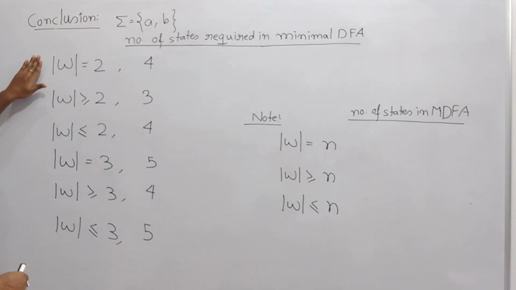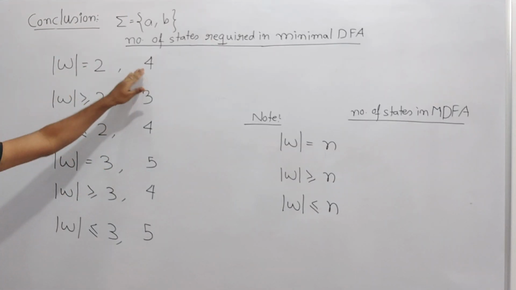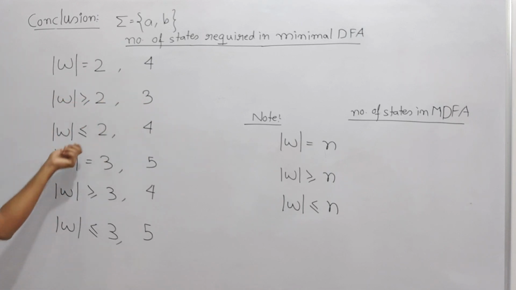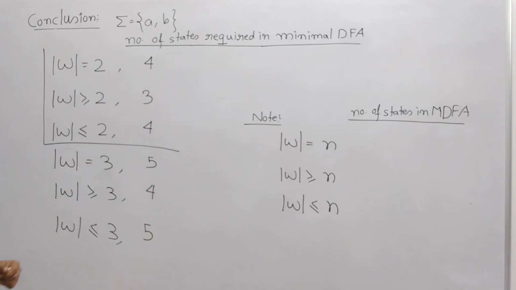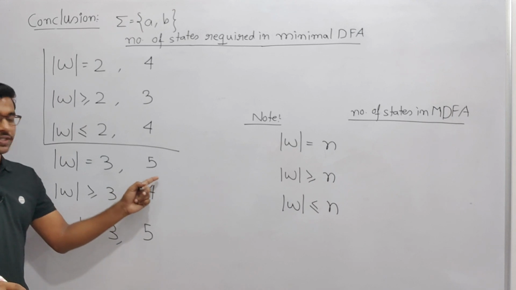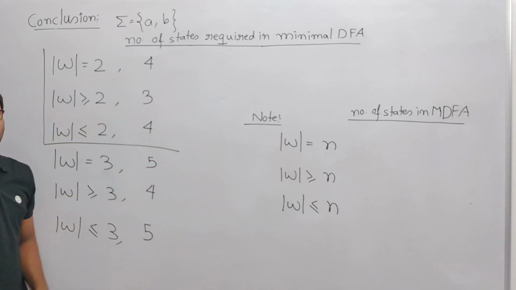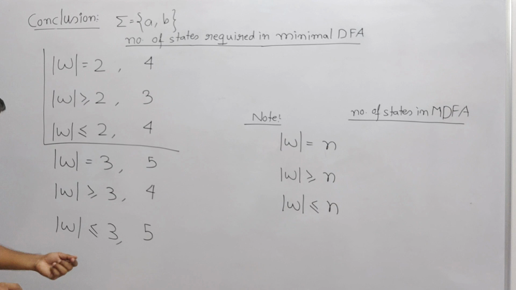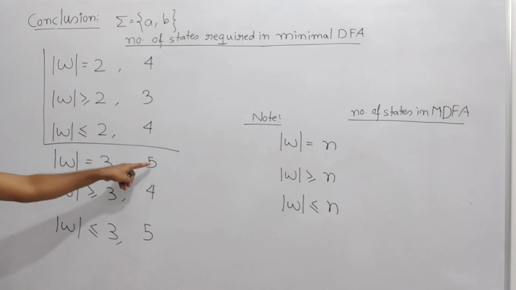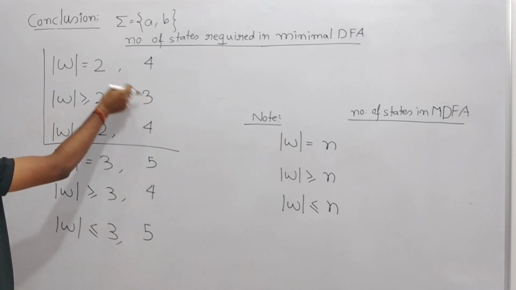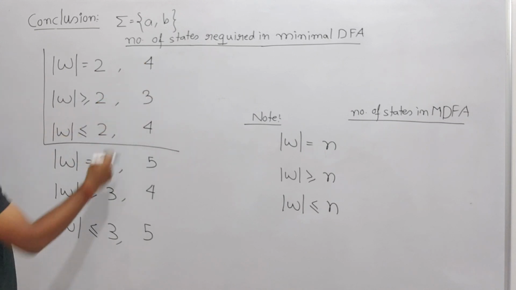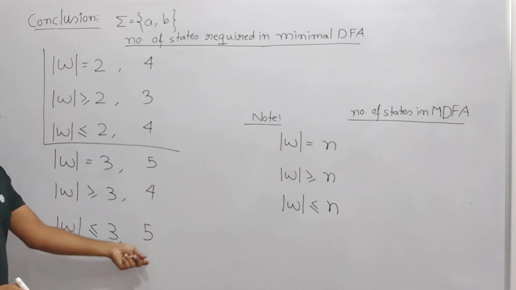Now see, when the length was equal to 2, how many states did you require? 4. When length is greater than or equal to 2, you require 3. When length is smaller than or equal to 2, you require 4. Now, when length is equal to 3, how many states do you require in the minimal DFA? 5. When greater than or equal to 3, you require 4. When smaller than or equal to 3, you require 5. Similarly, it is increasing by 2, increasing by 2, increasing by 1. When greater than or equal to 2, increase by 1. For equal to and smaller than or equal to 2, plus 2, plus 2.